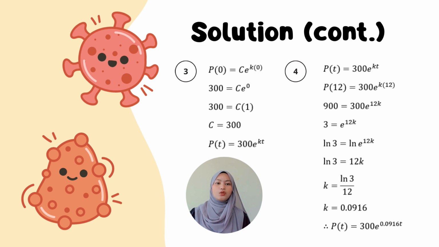As the next step, we need to take the ln. And the next equation will be ln 3 equals ln e to the power of 12k. After that, we can cancel ln and exponential, and the answer will be ln 3 equals 12k. To find k, we can divide ln 3 by 12, and k equals 0.0916. So, the population growth for the yeast population is 300 e to the power of 0.0916t.